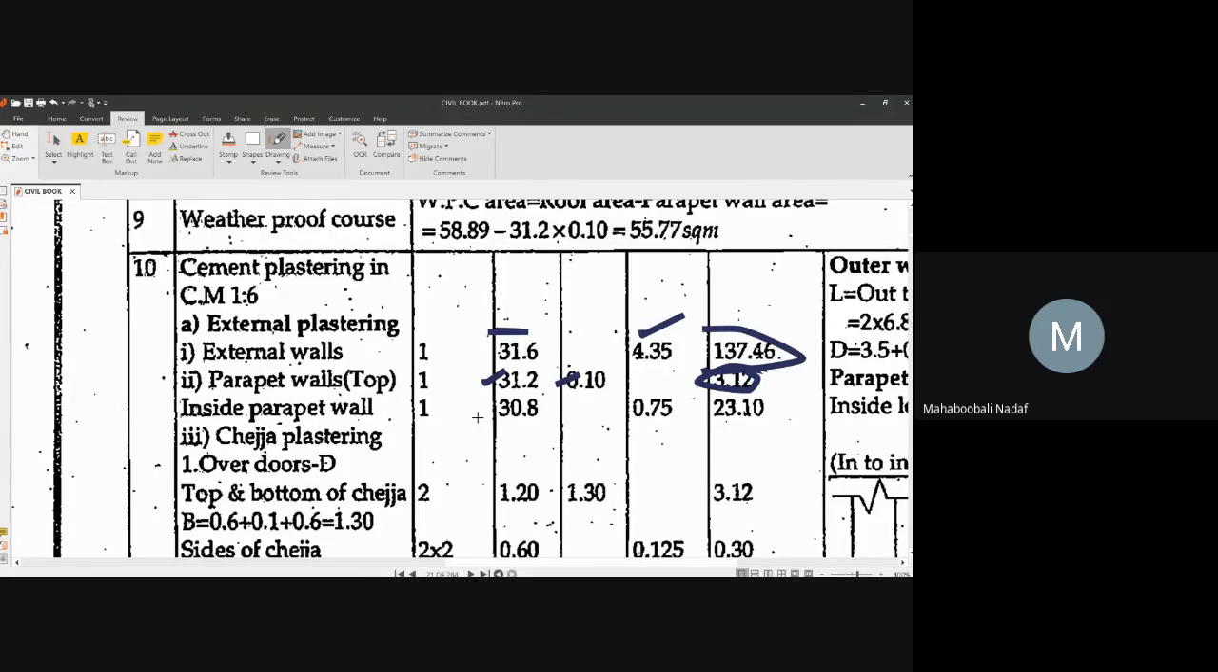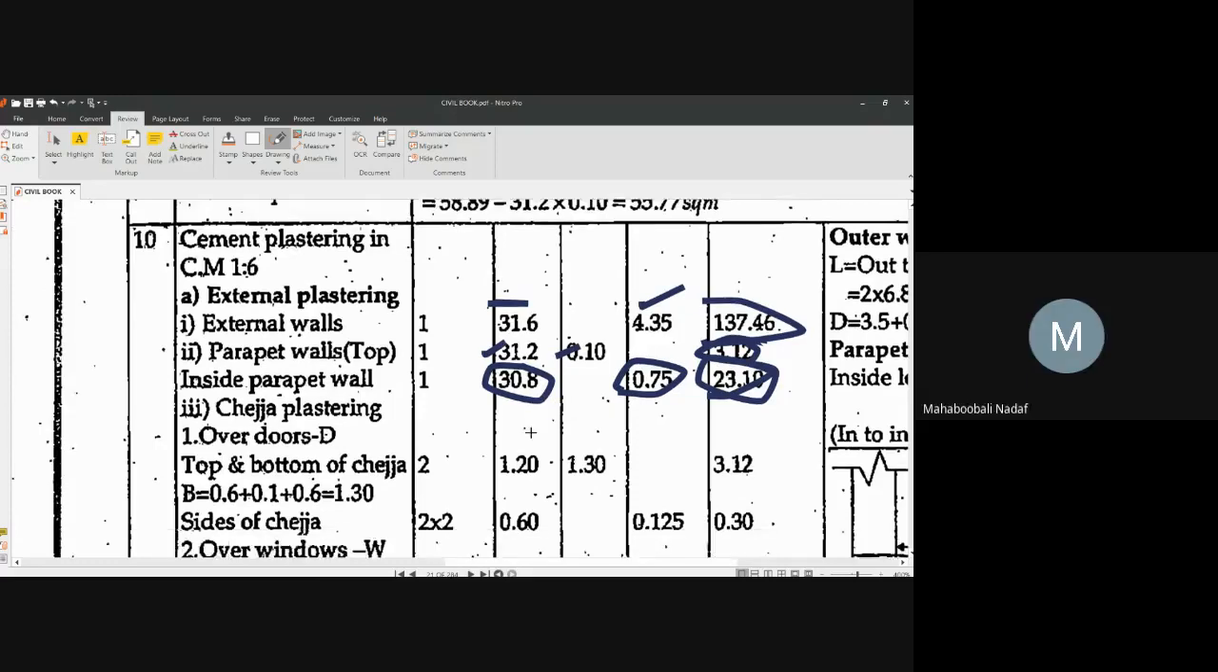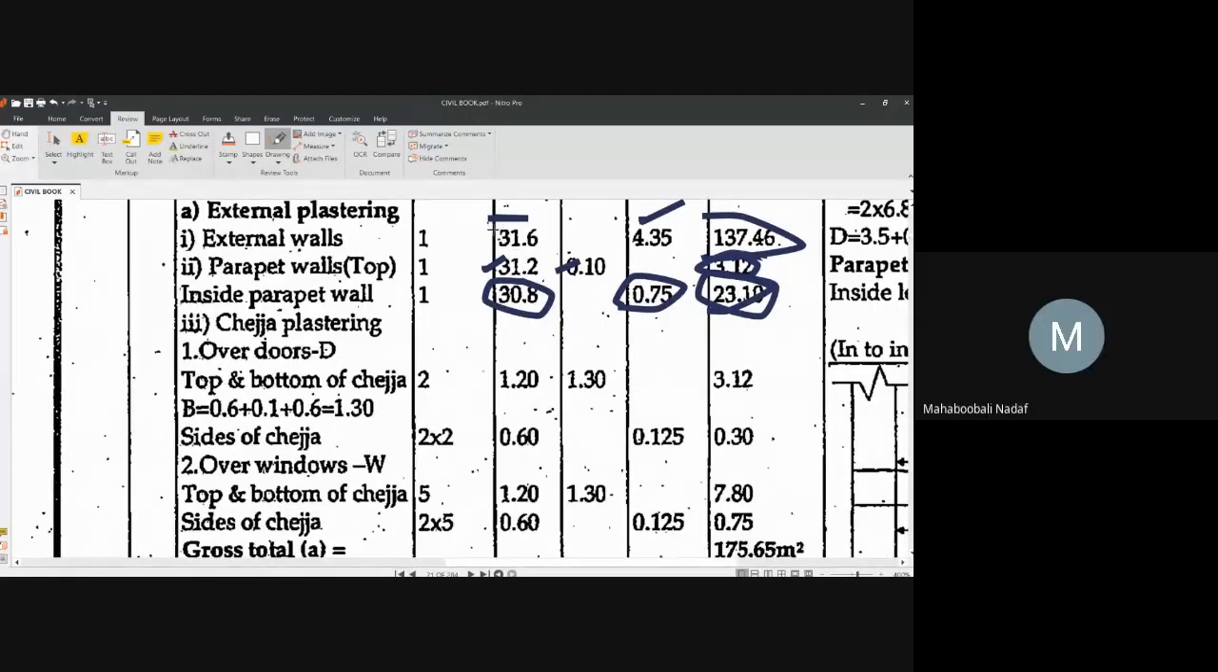Similarly, inside of a parapet, what is this length? 30.8 is the inside to inside of that roof, and its height inside is 0.75. That is 23.1. Is that clear? Three items: full outside wall, parapet top, and inside of the parapet. Once again.